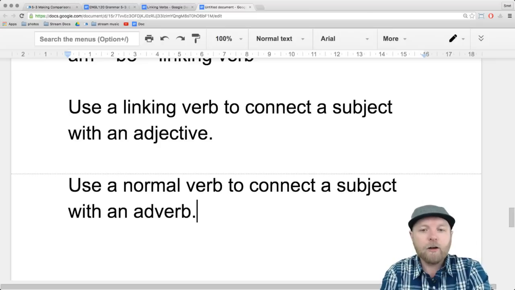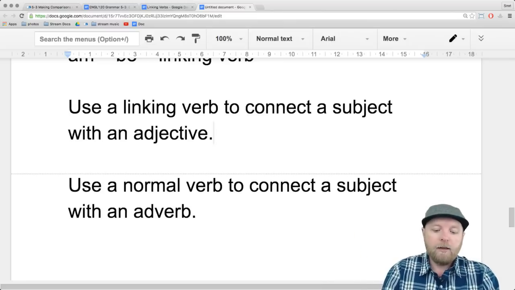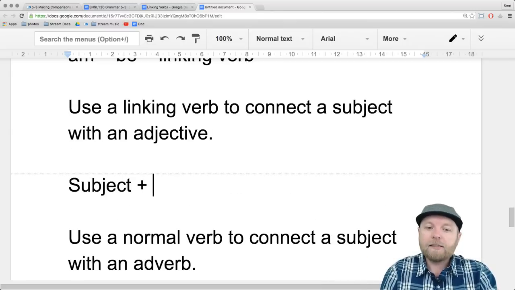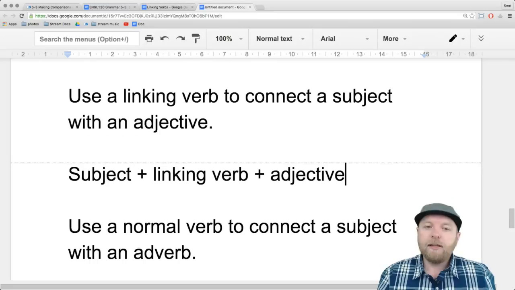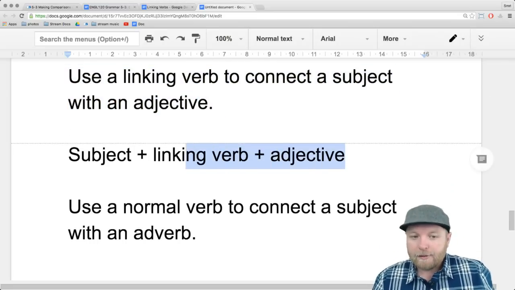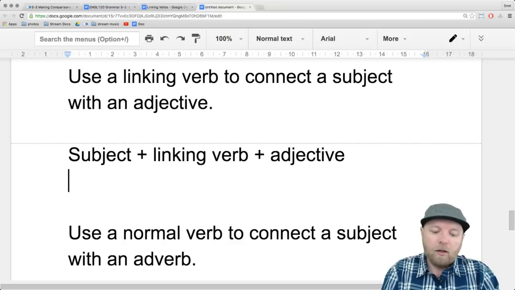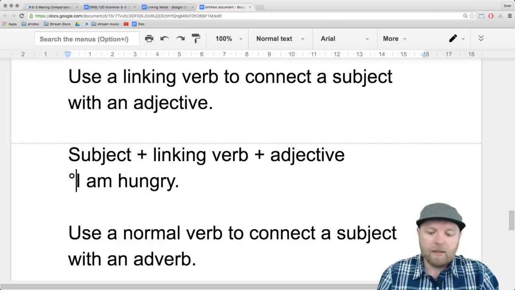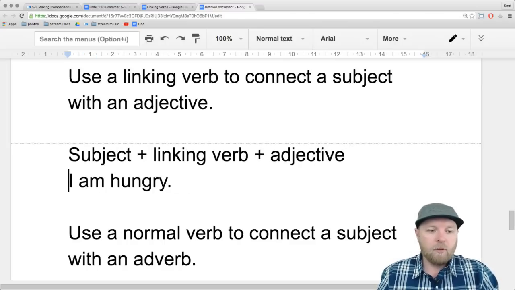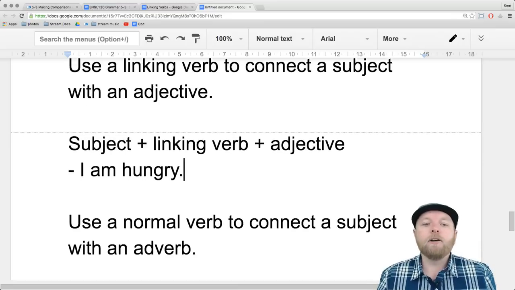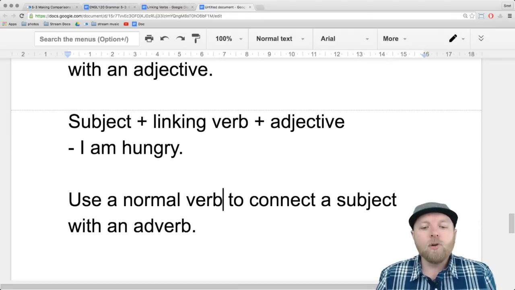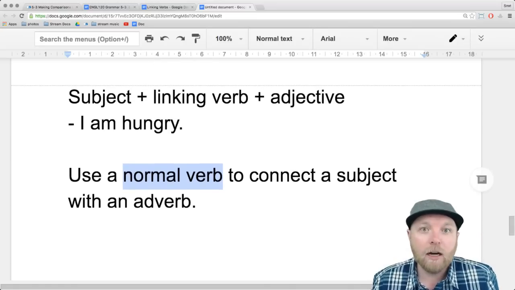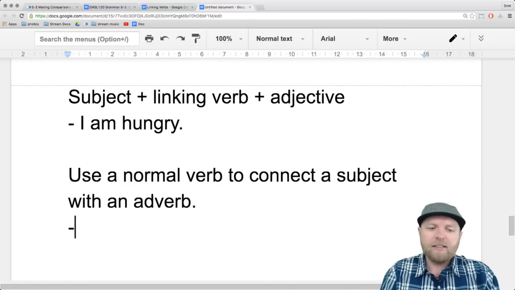Use a linking verb to connect a subject. Okay, so subject, what does that mean, right? Subject plus linking verb. Sorry, I'm having problems typing. Plus adjective. That's the meaning of this. Okay, example, I am hungry is an example. Let me change that here. Well, I'll leave it, I guess. I am hungry. Okay, use a normal verb to connect a subject with an adverb. What's an example of that?